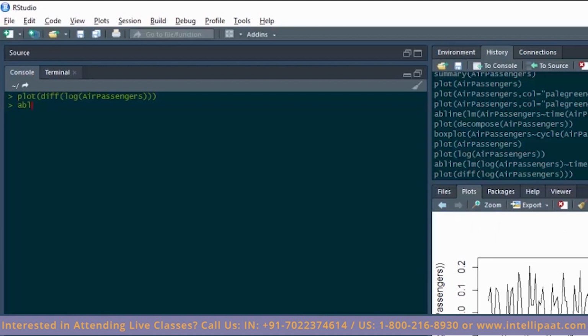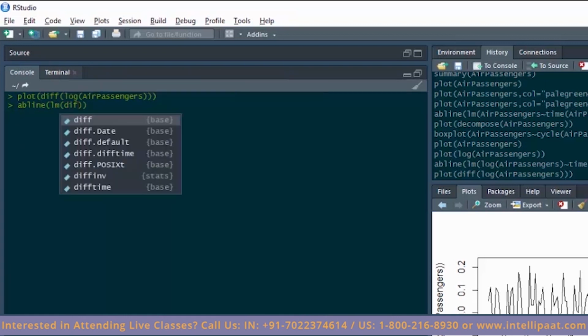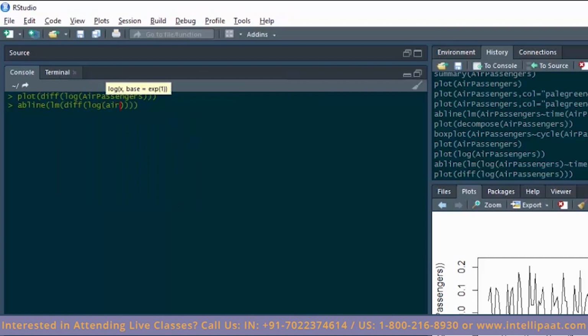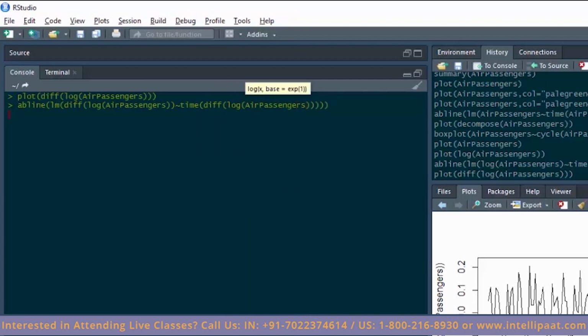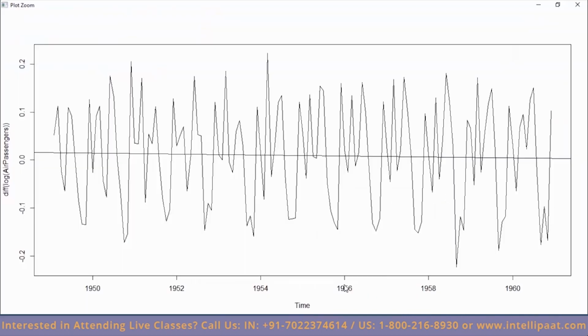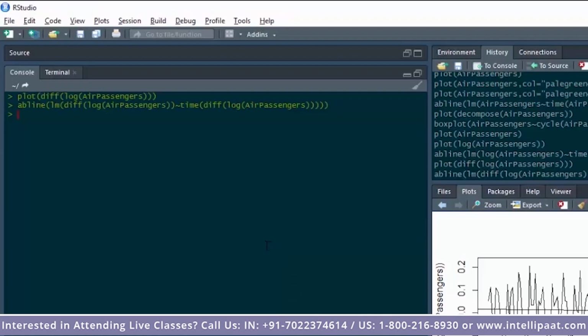Now again, I'll plot the ABline on top of this. So it'll be ABline, LM, and this time it'll be diff of log of air passengers, and the independent variable would be time of diff of log of air passengers, right? So you have also mapped the mean line on top of this. You see that the mean is horizontal, or in other words, the mean is constant and also the variance is equal. So you have successfully converted the non-stationary data into stationary data. And that is why we can go ahead and build the ARIMA model on top of this.